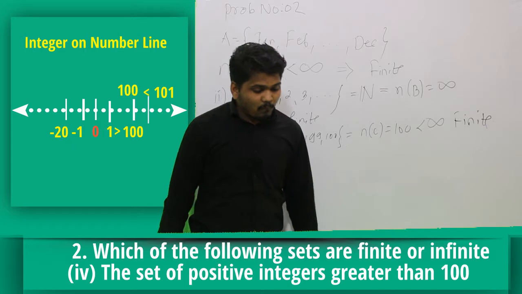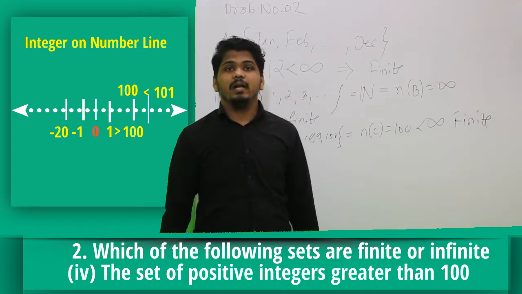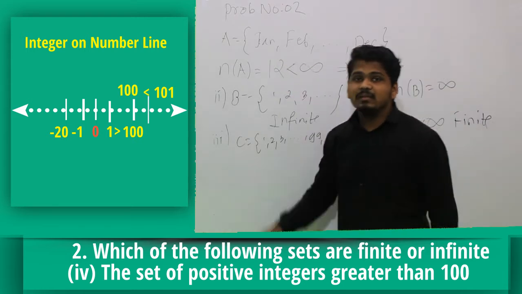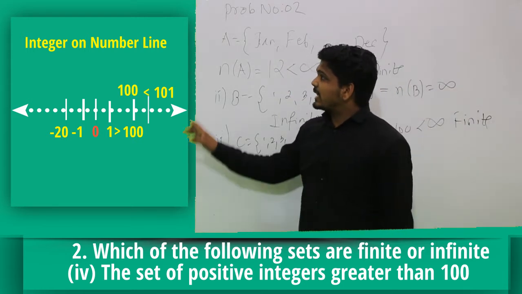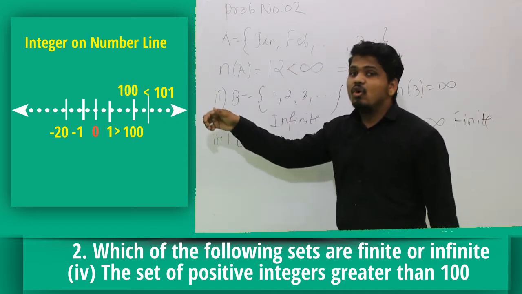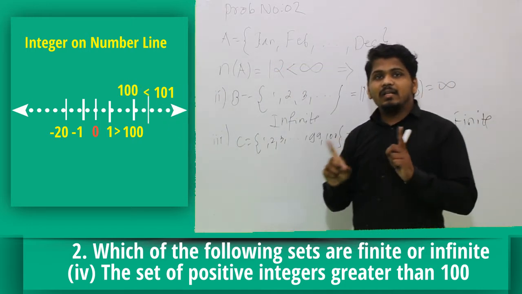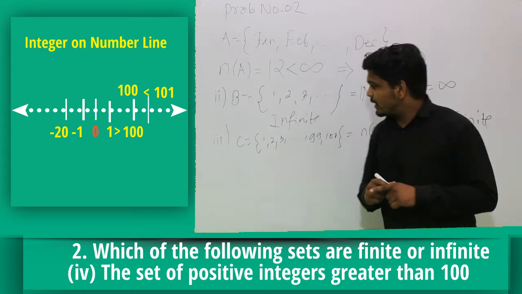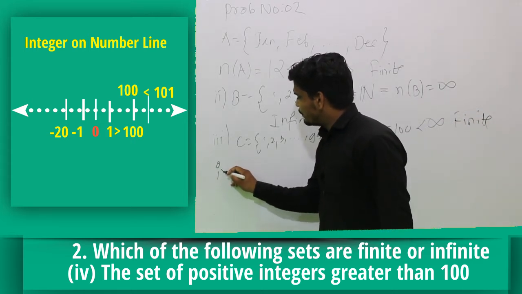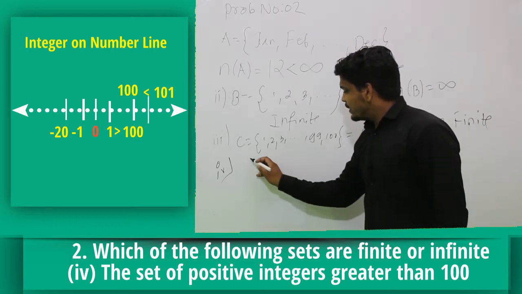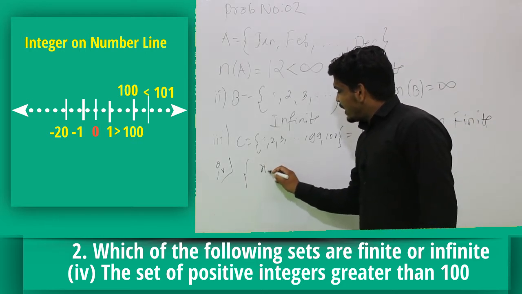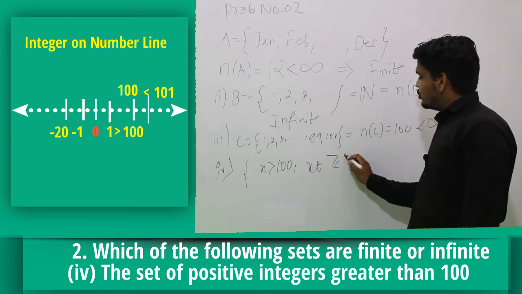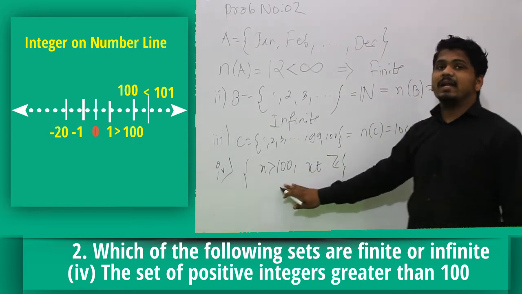What is this set? The set of positive integers greater than 100. For this you will require the set of integers first. What does the set of integers say? It has negative numbers as well as 0 along with positive numbers. That is your set of integers. Now we will see the integers that are greater than 100, which is nothing but your set D. What does set D say? x must be an integer and greater than 100.